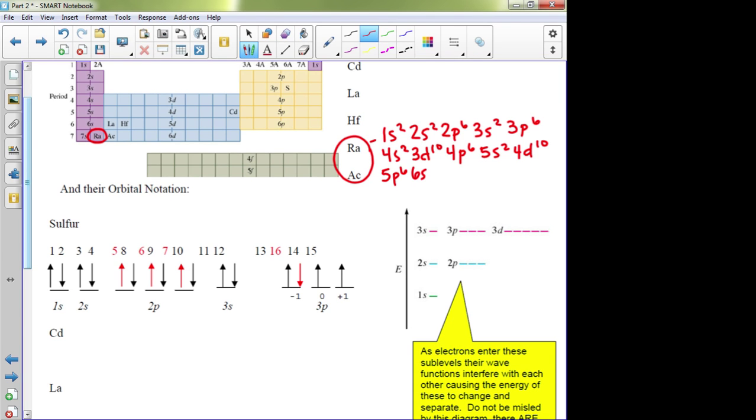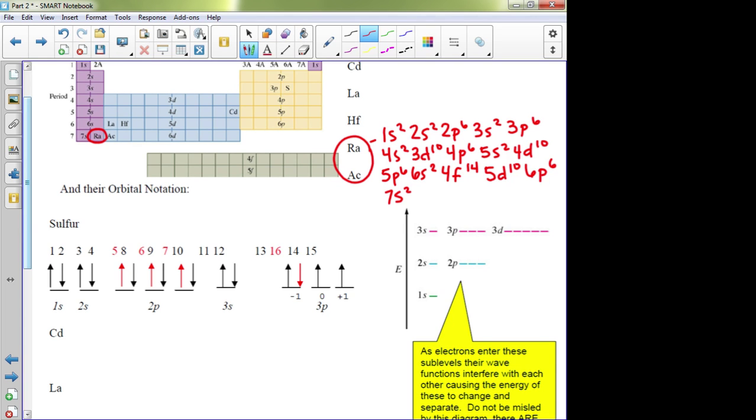6s2. All right. Now we have 4f14. Then we go 5d10, then 6p6, and then 7s2. So if we had to do it the long way, that is what it would be.